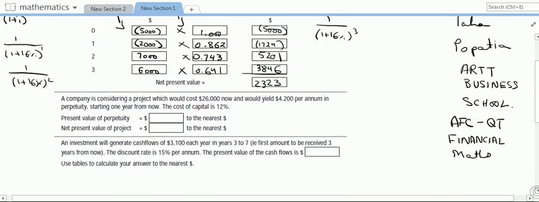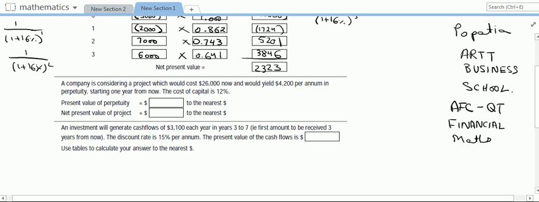Second question. A company is considering a project which will cost $26,000 now and would yield 4,200 rupees per annum in perpetuity. Perpetuity means P is equal to R divided by i. Starting 1 year from now, the cost of capital is 12%. Present value of perpetuity is R, or 4,200 divided by i, 12%. 4,200 divided by 0.12 will give you 35,000.